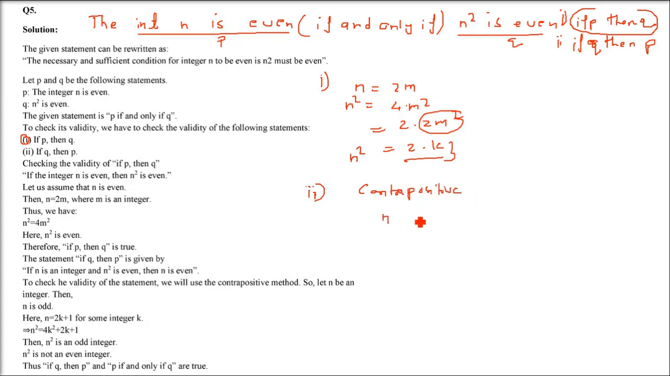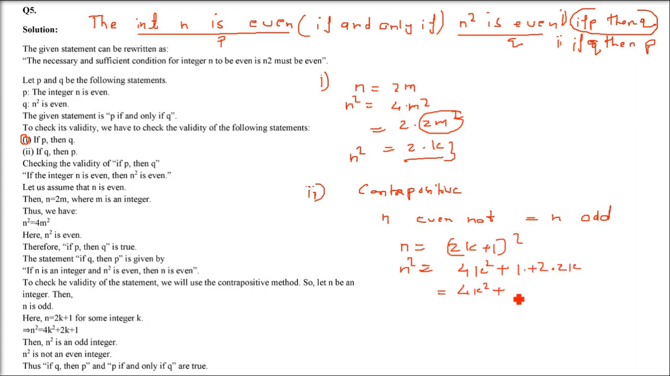So what we say, that is, we say not p. So n is not even. We say n is not an even number. What does it mean? That n is an odd number. N has to be an odd number. When n is odd, how can we write an odd number? When n is odd, we can write it as n equals 2k plus 1. Now let us square it. It will be n square, 2k plus 1 whole square. (a plus b) whole square is a square plus b square plus 2ab. 4k square plus 1 square plus 2 into 2k into 1. So 4k square plus 4k plus 1.